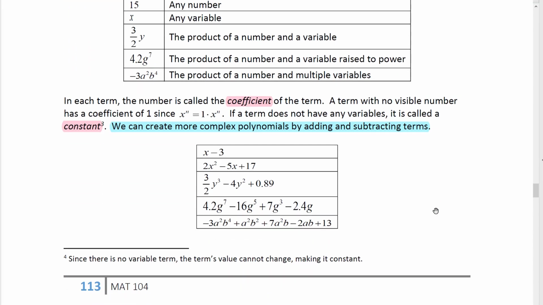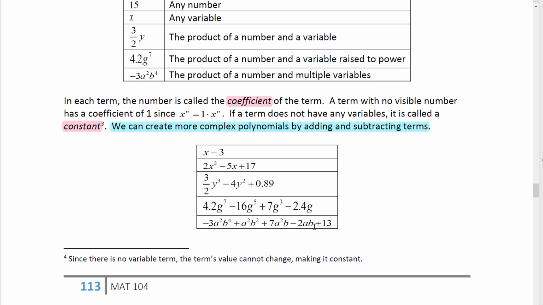More complex polynomials are created by adding and subtracting terms together. So in the 5 examples we see here, in the first one we have 2 terms, and we have subtraction that's combining them. In the next example we have 3 terms. One's being combined through subtraction, one through addition. In the next example, 3 terms as well. In the example after that we have 4 terms. And in the final example, number 5 here, we have a total of 5 different terms.